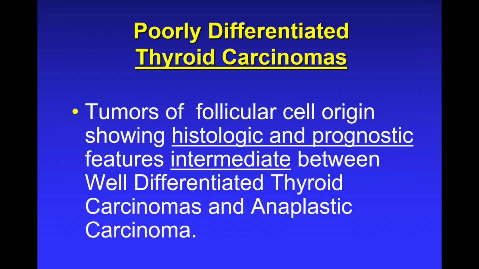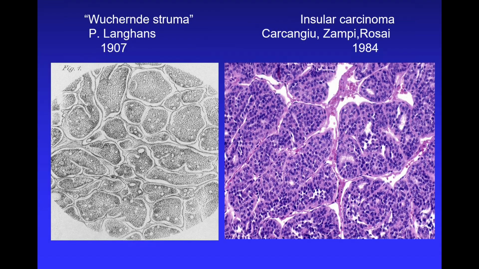There are tumors in between, and the prototype is this poorly differentiated thyroid carcinoma, which is a tumor that has histologic and prognostic features intermediate between the extremely indolent, well-differentiated thyroid carcinoma and the catastrophic anaplastic carcinoma. And we have to thank Dr. Ghossein for putting this entity on the map in 1984, where he described a tumor called insular carcinoma. Insular in Latin means islands, simply solid nests.